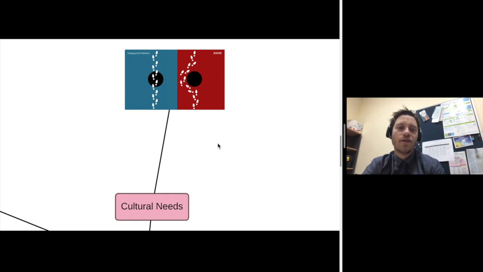We look at cultural needs. So Australia being the multicultural country that it is, there are a range of cultural needs that people have. Different gestures can be misinterpreted in different cultures. Different words can have different meanings. Even different facial expressions can mean different things.